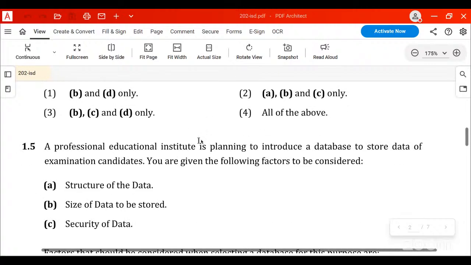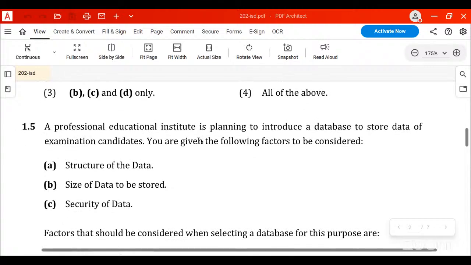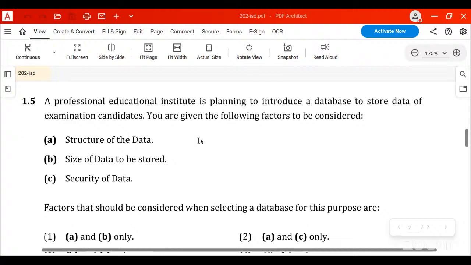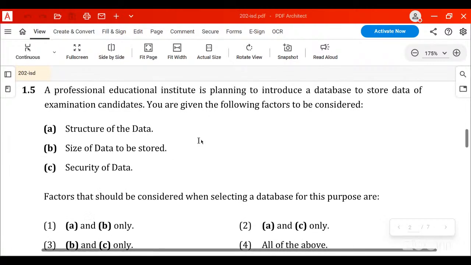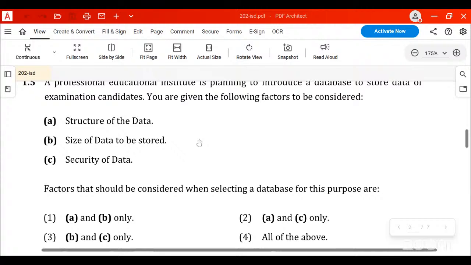1.5. A professional education institution is planning to introduce a database to store data of examination candidates. You are given the following factors to be considered: structure of the data, size of the data to be stored, security of data. It seems it is going to ask a question about the database management system. Factors that should be considered when selecting a database for this purpose.